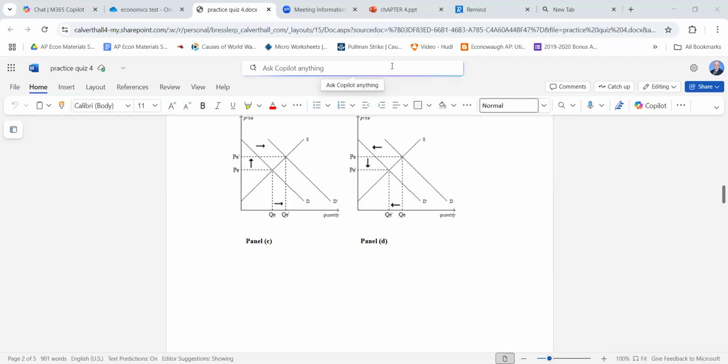All right. Then he talks about quantity demanded. The quantity demanded is the amount of a good that buyers are willing and able to purchase. He then talks about the law of demand. The law of demand is price up, quantity demanded down. Price down, quantity demanded up.